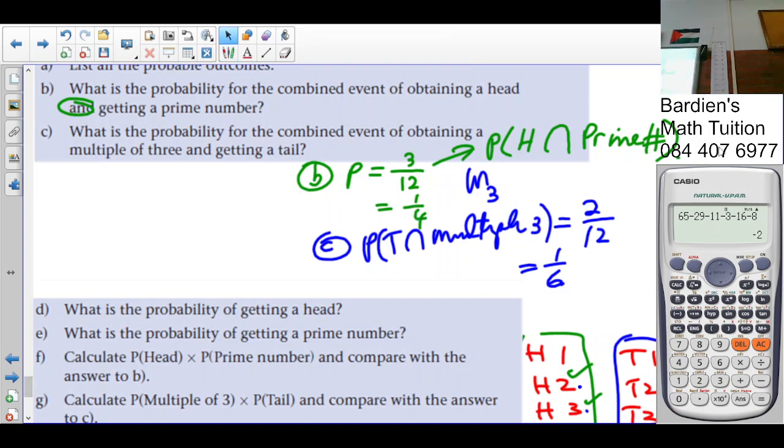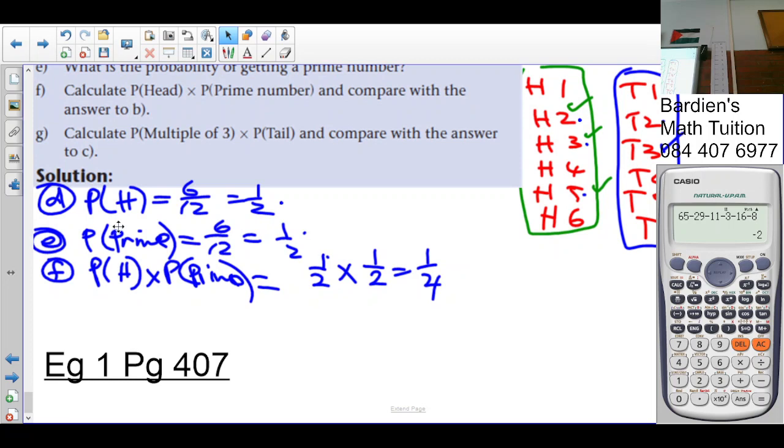And what are we given here? The product of the two, the probability of heads times the probability of a prime number, is equal to a quarter. So what do you notice? They're the same. Do you all notice it's the same? Who doesn't see it to be the same? You all noticing it is the same.